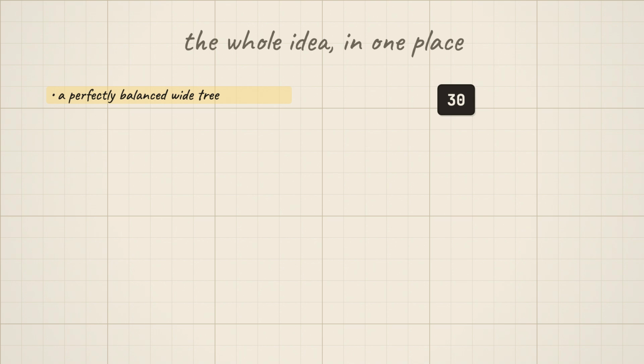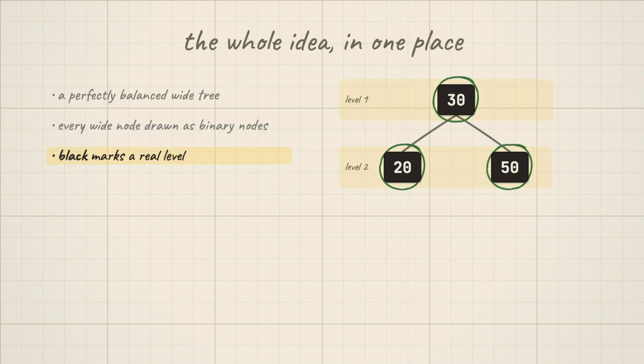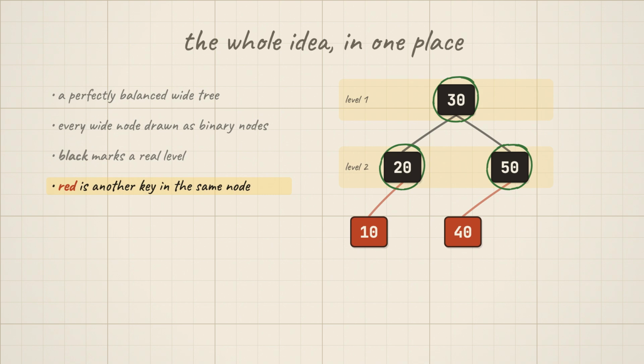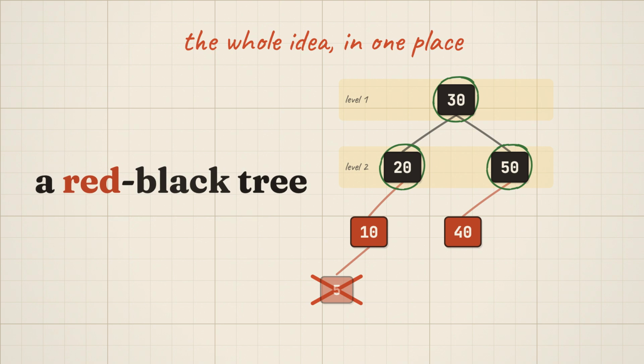We began with a perfectly balanced tree, whose nodes could contain several keys. Then we represented every wide node using ordinary binary nodes. Black marked the beginning of a real wide tree level. Red marked another key packed inside the same wide node. Equal black counts preserved the equal depth of the original wide tree. The rule against 2 consecutive reds prevented one logical node from growing beyond the size we allowed. This binary representation is called a red-black tree.